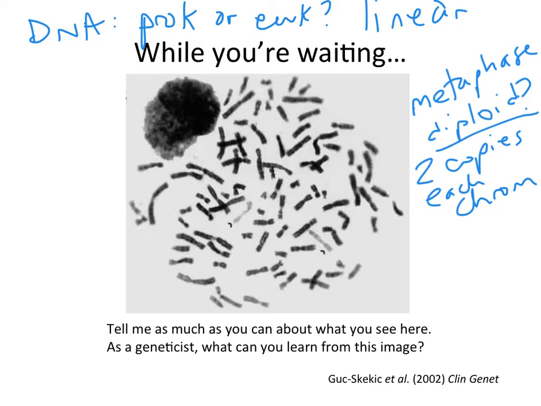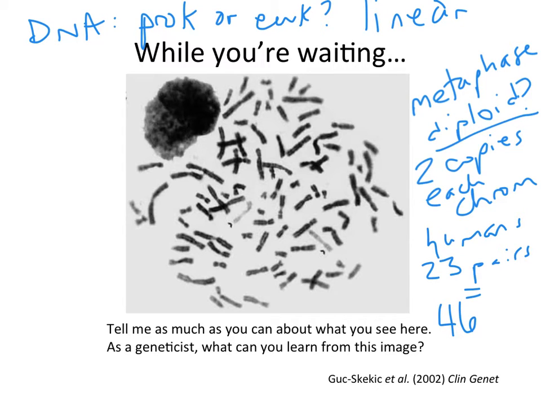As was already mentioned, there should be two copies of each. Does anybody know how many chromosomes humans have? How many pairs? 23. Humans have 23 pairs. And we're diploid, which means we have how many total chromosomes in a cell? 46.